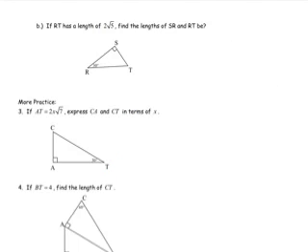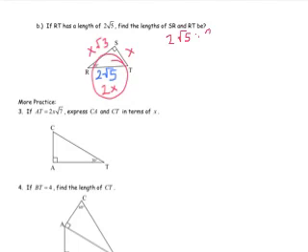Alright, so RT has a length of 2 root 5, and we want to find the lengths of the other two. So let's label x, x root 3, and 2x. This is the side I have two pieces of information about. So I'm going to say 2 root 5 equals 2x. Divide by 2 to get x. So x equals square root of 5. So x, which is just ST, must be square root of 5.